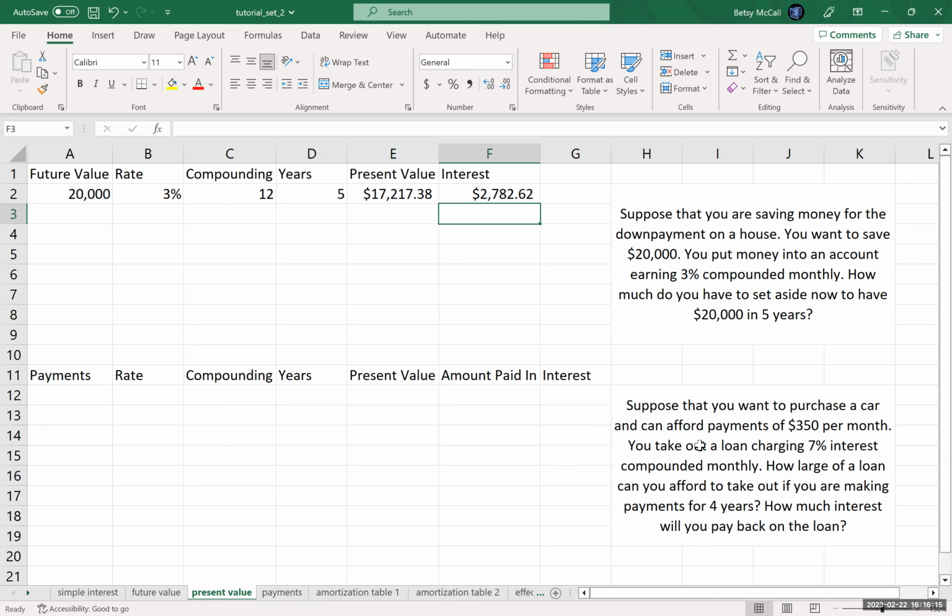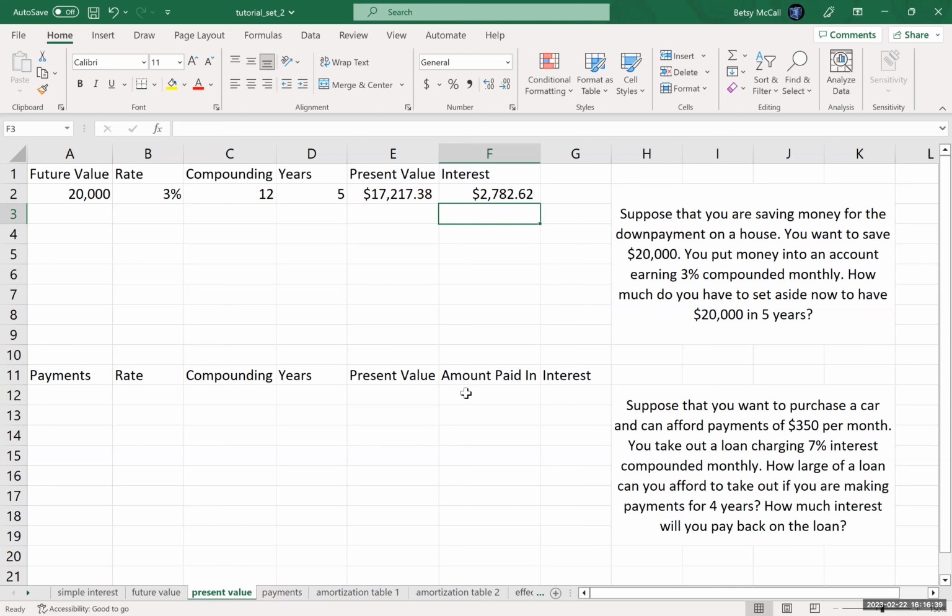Now, in our second example, as I said, we're going to use payments instead of a future value. So suppose that you want to purchase a car and can afford payments of $350 per month. You take out a loan charging 7% interest, compounded monthly. Again, the compounding and the payments have to be at the same frequency. How large of a loan can you afford to take out if you are making payments for 4 years? How much interest will you pay back on the loan?